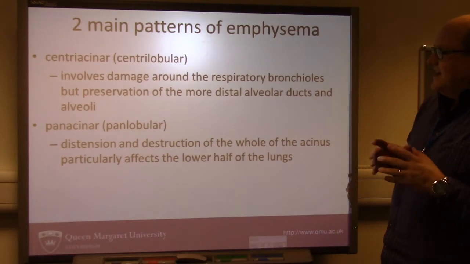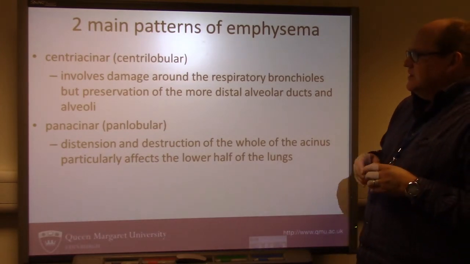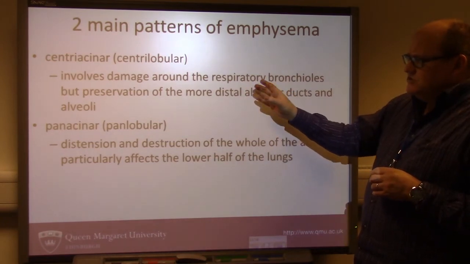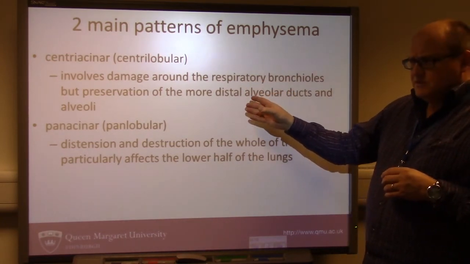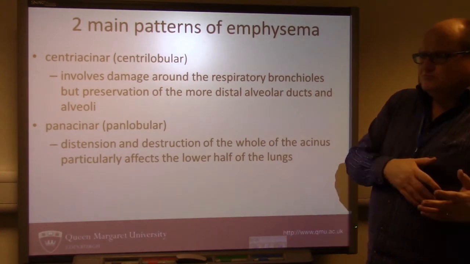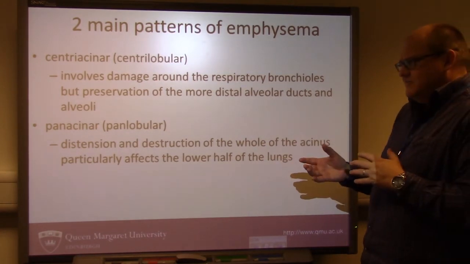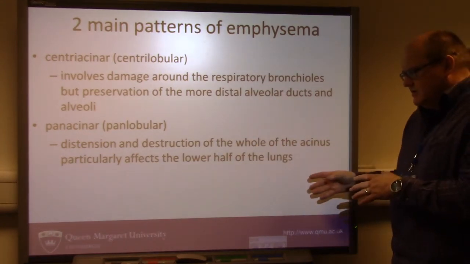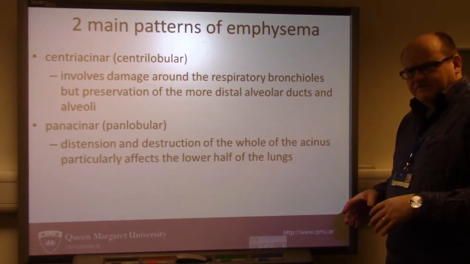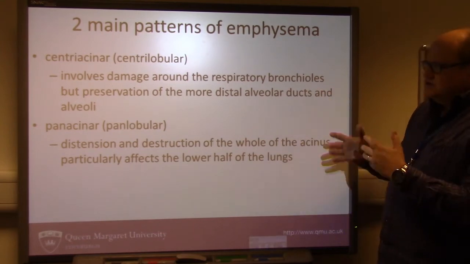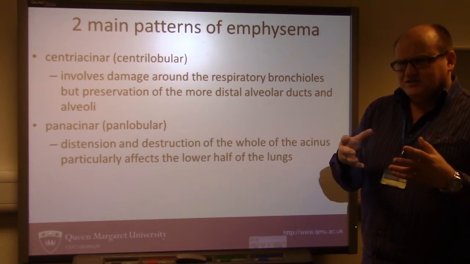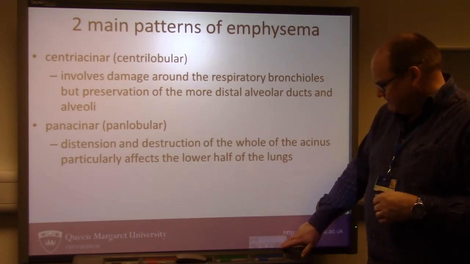There are 2 ways that damage happens. You've got what we call central aetiology, and that involves damage around the respiratory bronchioles. But the more distal parts of the alveoli are okay. But with the panacinar type, you get the destruction of the whole of it, particularly in the lower half, the end points. So it just depends exactly where the destruction and deterioration happens and progresses, what you call it.